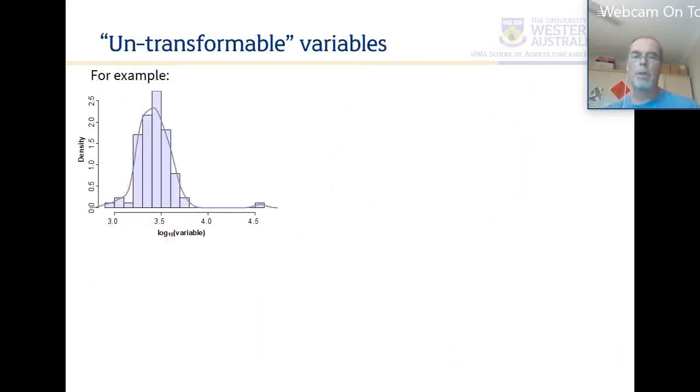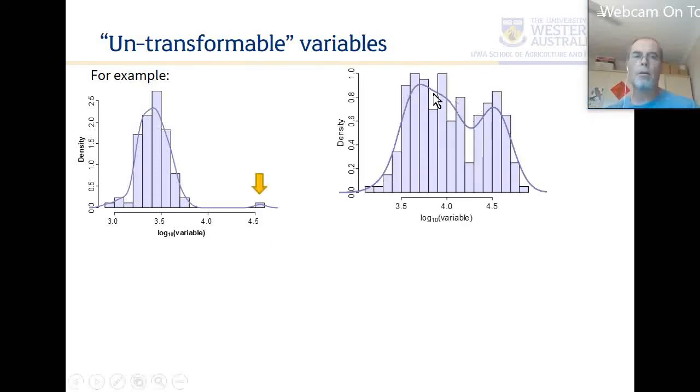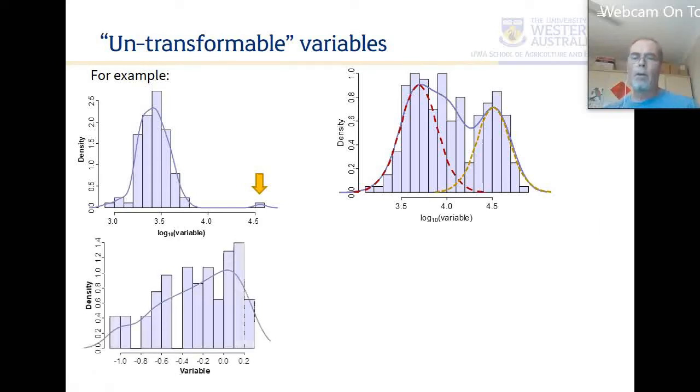Sometimes we have variables that you can't transform. For example, if we have significantly high outliers, in this example here, we can't do much about that. We can't do much about multimodal distributions, which might be the sum of two distributions of separate populations. Now we can make use of that. We'll come to that in another prac, but we can't transform that whole variable. Sometimes the shape is just wrong. Okay, we can't do much about that either.